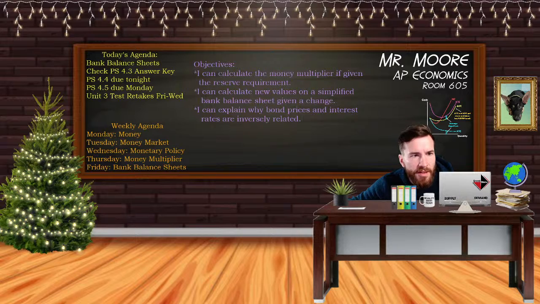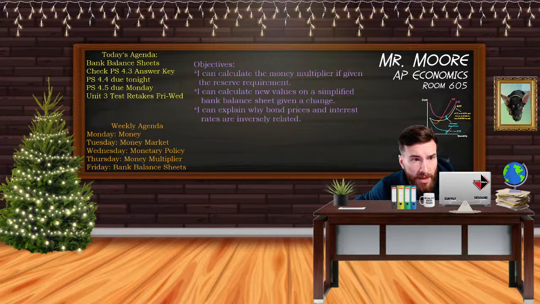Aside from that, I'll post the 4.3 answer key on Google Meet later today. 4.4 is going to be due tonight. That's what you were doing yesterday. That was the money multiplier assignment. And then 4.5 is going to be one bank balance sheet. Most of you guys will be able to finish that before 12 o'clock, and you'll be on your way to enjoy a nice weekend.